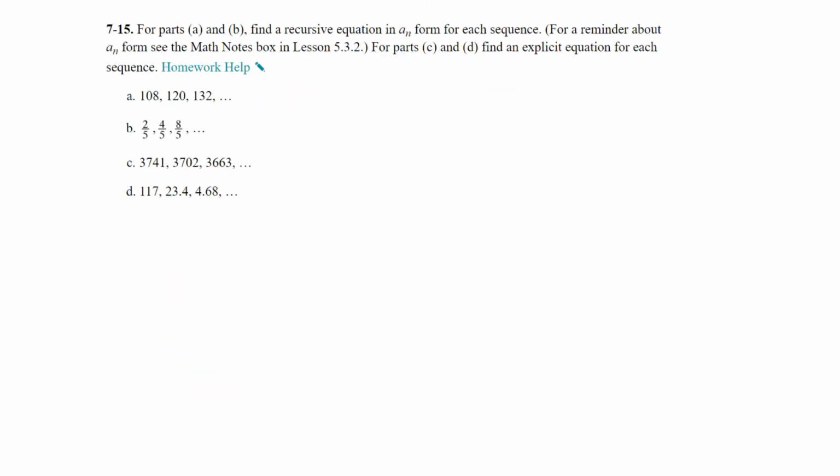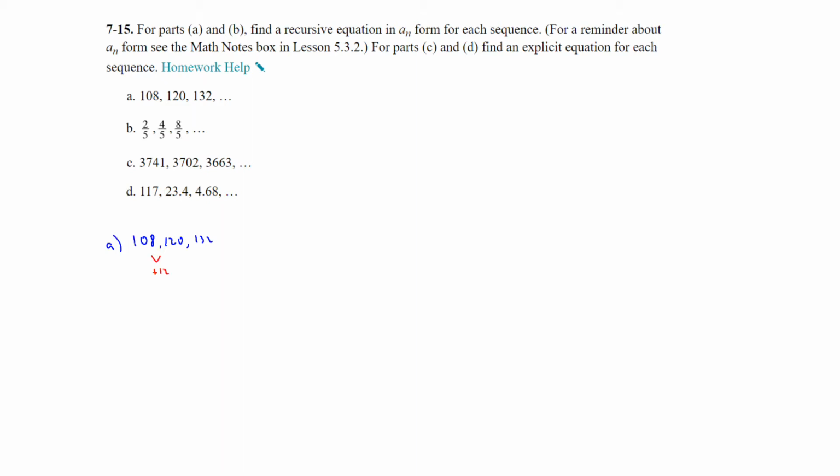Question 15. For parts A and B, find the recursive equation in A sub n form for each sequence. In the math notes box in lesson 5.3.2, it talks about the form A sub n if you forgot. Part C and D, we're going to do the explicit equation for that sequence. So on part A, we're given the sequence 108, 120, and 132. We have to figure out before we do anything what that pattern is.